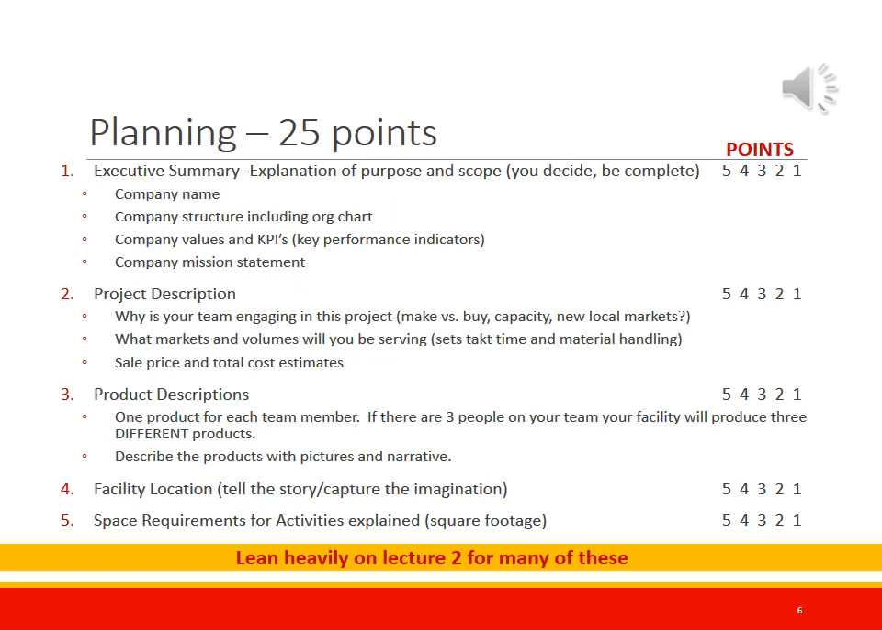Here are the 5 planning areas required: executive summary, description, products and project, the facility location, and space requirements, so square footage. Now, not all of those come from Lecture 2. Obviously, a number of these components also come from later in the class. But you'll have to pull all this stuff together.